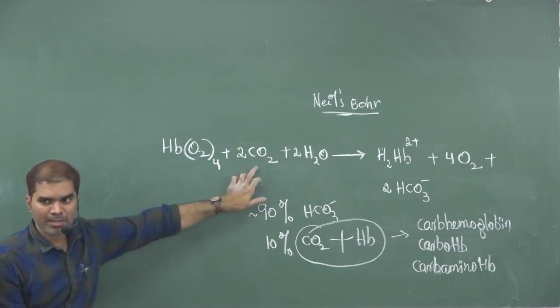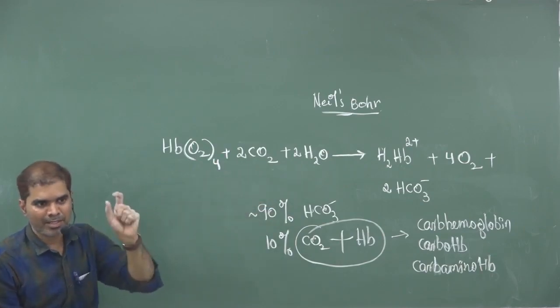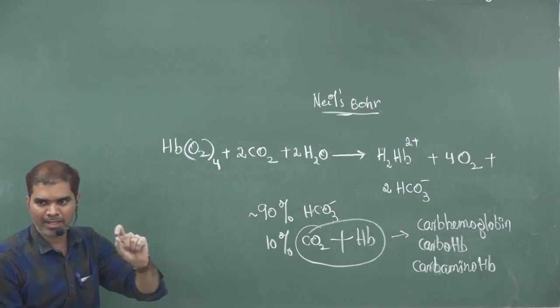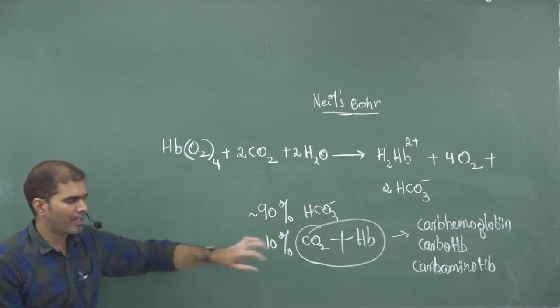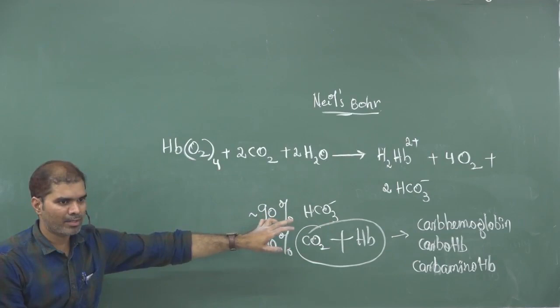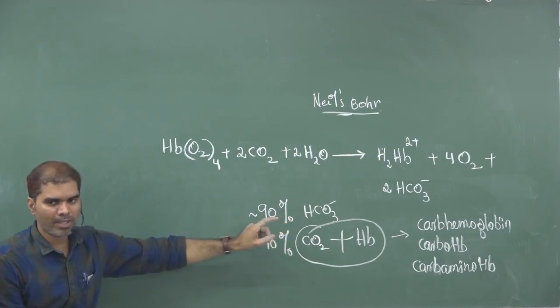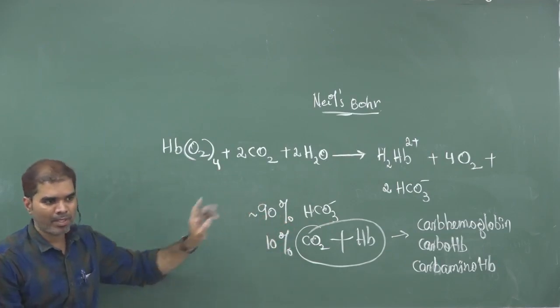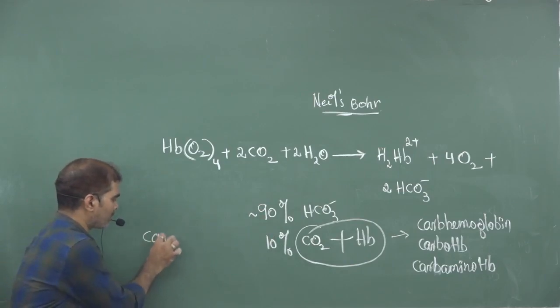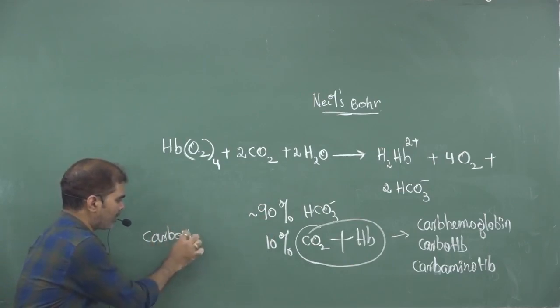The remaining 10% of carbon dioxide directly attaches to hemoglobin. That complex we call carbohemoglobin or carbaminohemoglobin. Don't get confused with carboxyhemoglobin. This is a different complex.